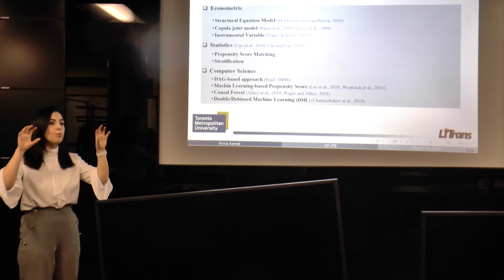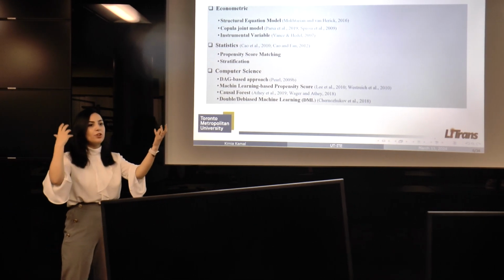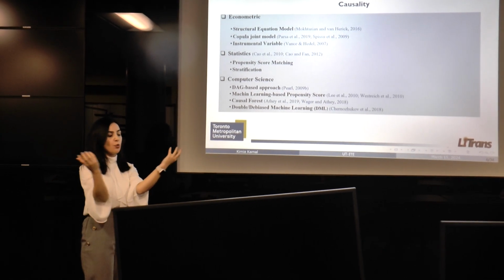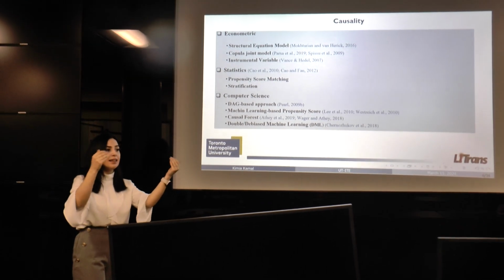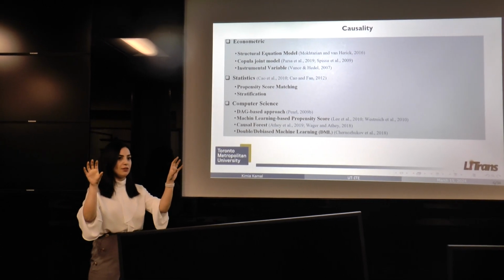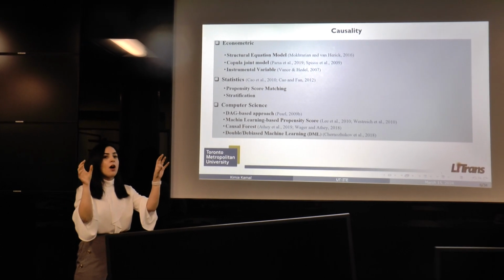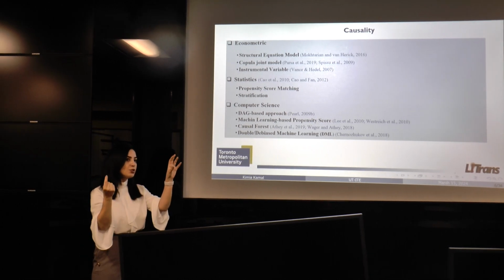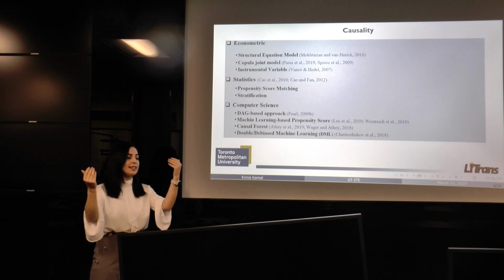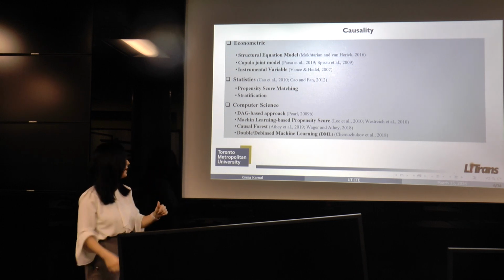Researchers try to provide a balance between two groups, the treated and untreated groups, and then compare these two groups. Because when they provide the balance between the two groups, the only difference between these two groups is the treatment. And so then they can compare the outcome between them.